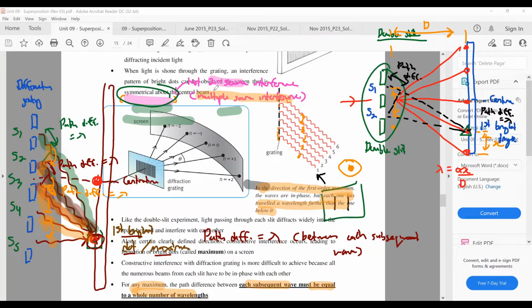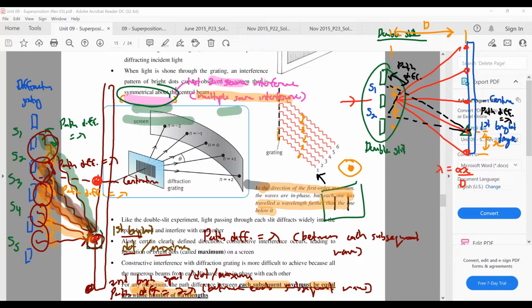All right. If you're talking about the second bright spot, like this, the second bright spot or second bright dot or maxima, whatever you want to call it, the path difference must be equal to 2 lambda between each subsequent wave. Each pair of waves that arrive must have a path difference of 2 lambda, each subsequent pair. All right. So that is what we mean.